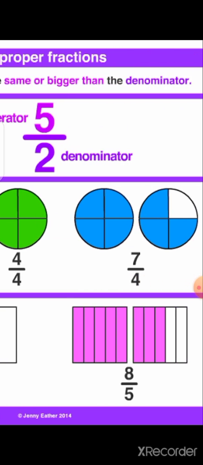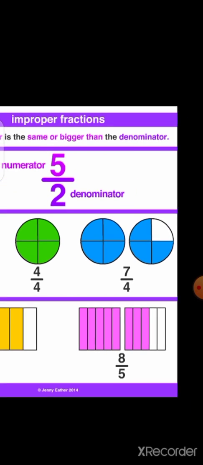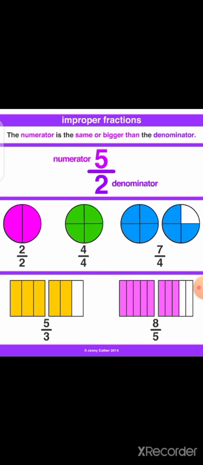Now the last example is here. Both the figures are divided into 5 equal parts. In the first one all the parts are shaded, and in the second only 3 parts are shaded. So if you count all the shaded parts in both figures, which are divided into 5 equal parts, the denominator will remain the same. But count the numerators. Numerators mean the shaded parts. 5, then 1, 2, 3, 4, 5, 6, 7, 8. 8 over 5. This is an example of improper fractions.